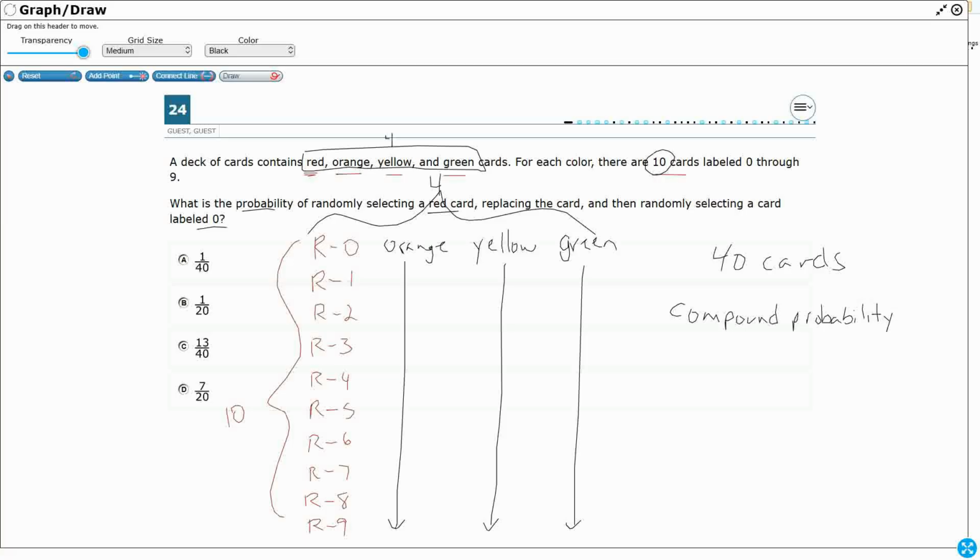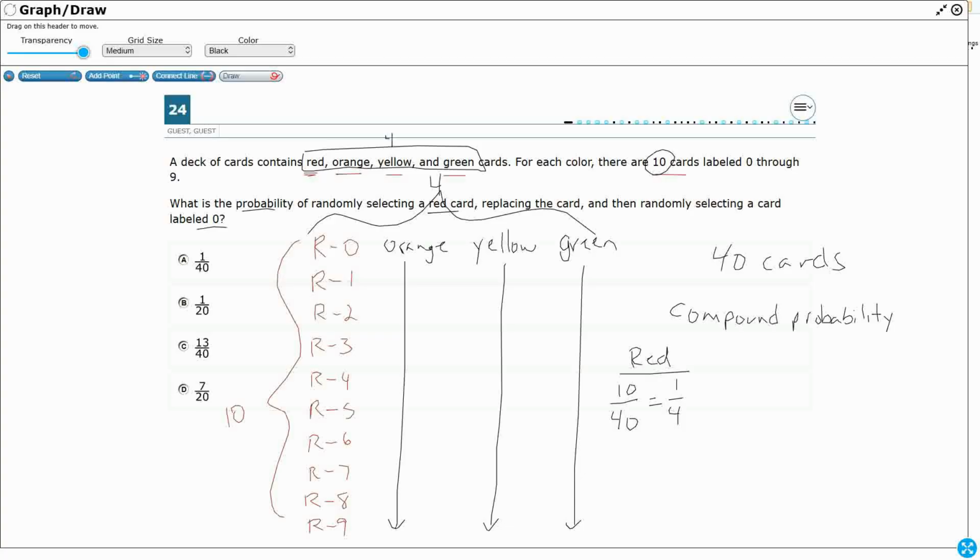Randomly selecting a red card. Well, there's two different ways we can look at it. How many red cards do we have? Okay, so I'm going to put this right here, red card. Well, we've got 10 red cards out of 40 total. Or if you wanted to do it in the simplified form, you can say, well, there's 4 colors and red's one of them. So let's deal with this 1/4 right there. That's going to be a little bit easier.